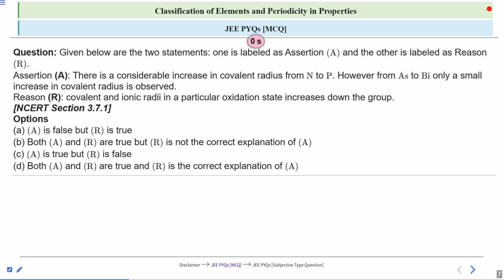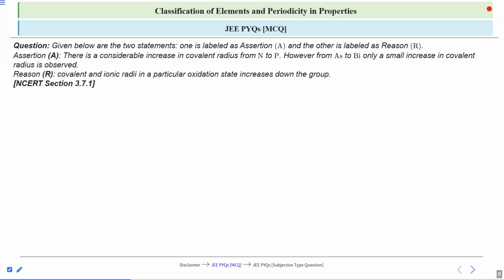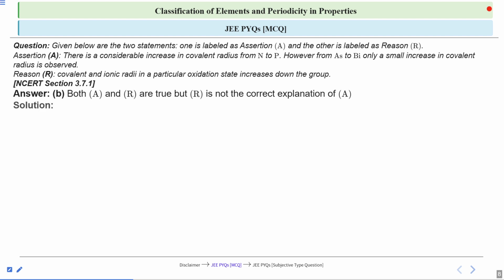What will be the correct answer? The correct answer will be option number B. Your reason and assertion are both correct statements individually, but your reason is not explaining the assertion completely. So let's see. First of all, we will talk about the assertion. As we know, the assertion is true.